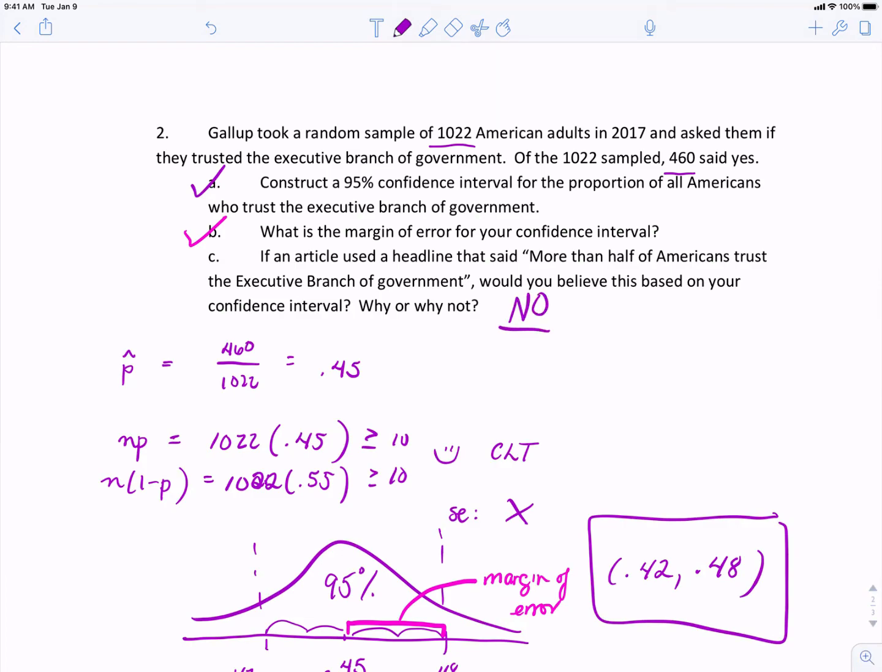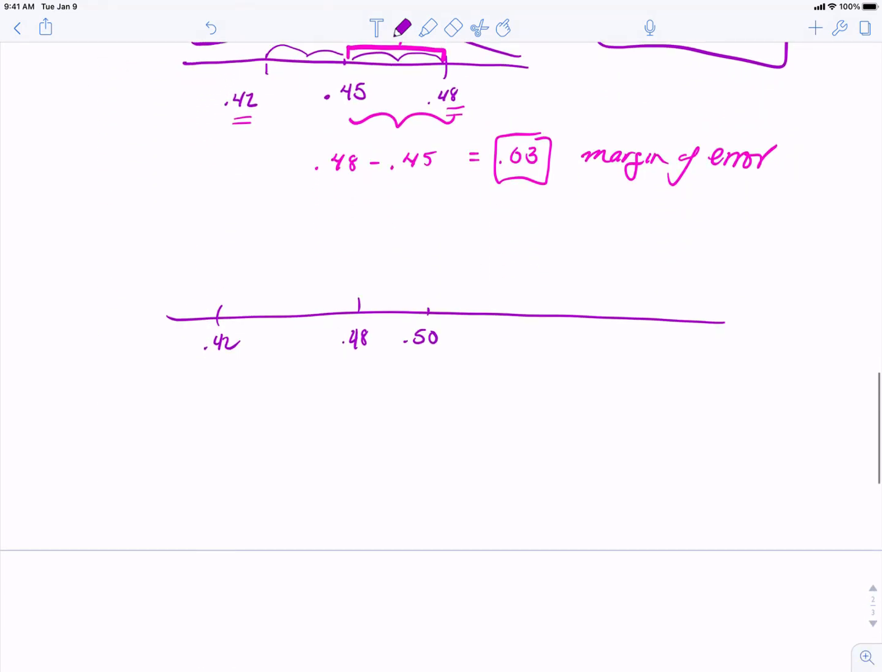And so would I believe this headline? No. Why? Because our confidence interval is below 50%. The only kind of interval that would allow us to believe that headline would be an interval that was completely above, this is wrong. I put it in the wrong spot. Completely above 50%. If the interval was over here, above 50%, then I would believe the majority felt this way. But given the interval that we got, we don't believe that that's true.